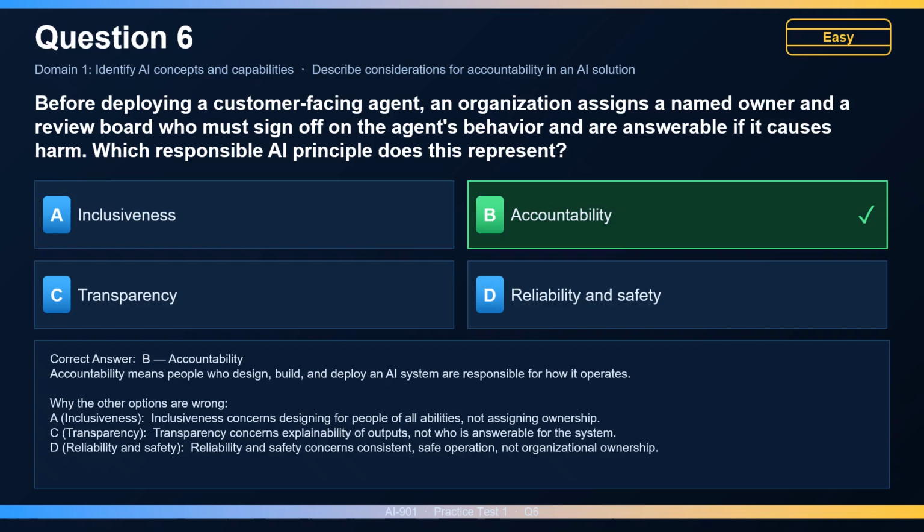Now, why the other options are wrong? Inclusiveness is incorrect. Inclusiveness concerns designing for people of all abilities, not assigning ownership. Transparency is incorrect. Transparency concerns explainability of outputs, not who is answerable for the system. Reliability and safety is incorrect. Reliability and safety concerns consistent, safe operation, not organizational ownership.